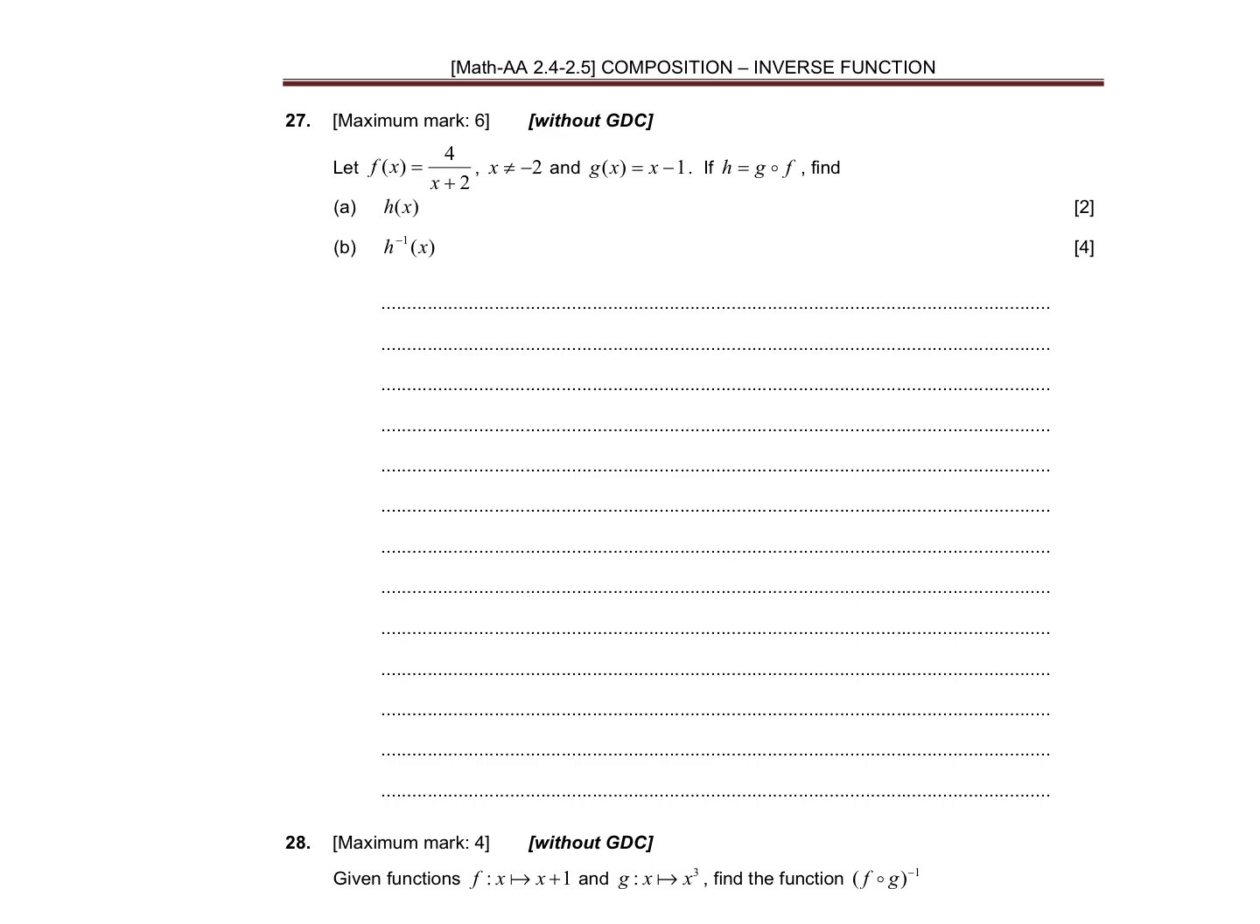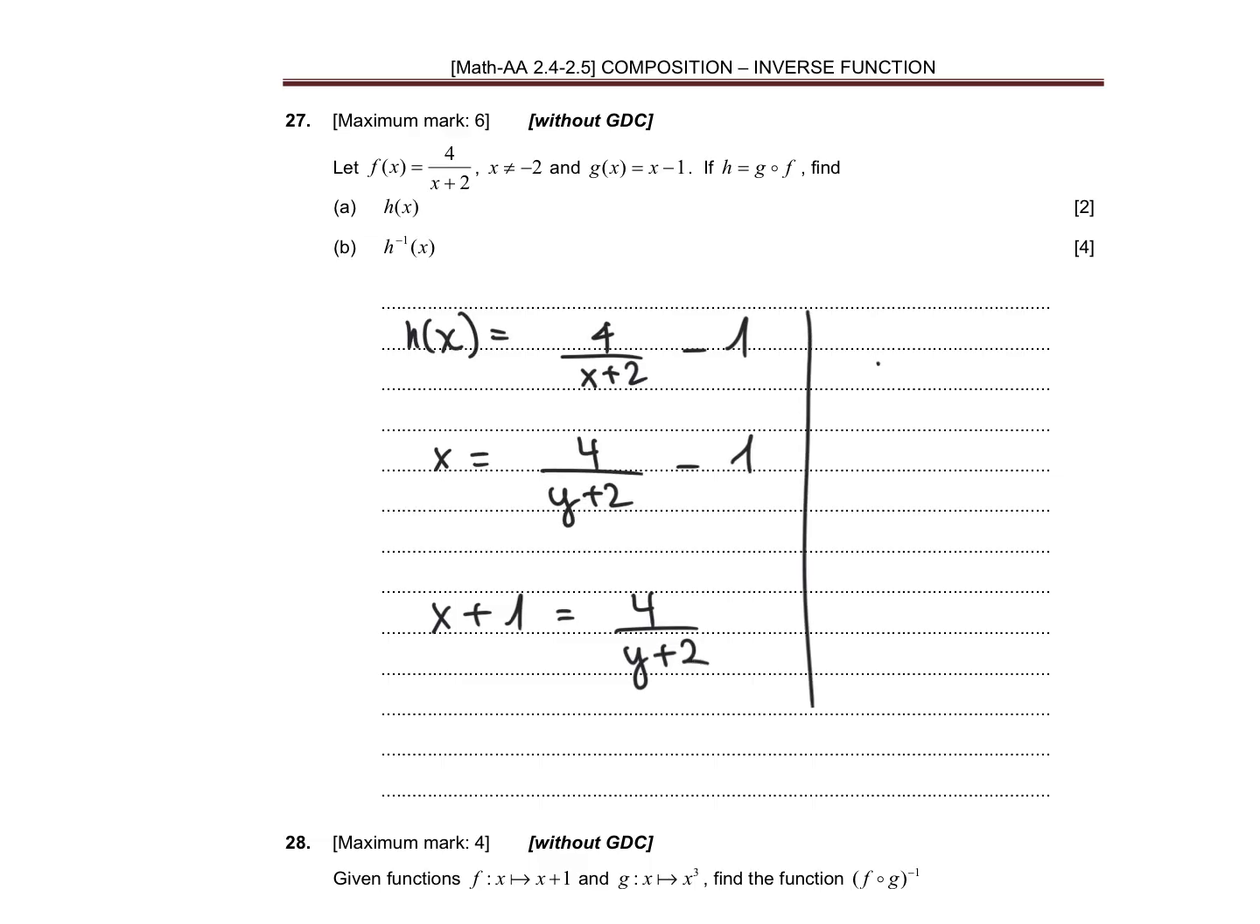Okay, so we need h of x. That's going to be f into g, so we're going to have 4 over (x + 2) minus 1. And then if we find the inverse of that, we're going to have x equals 4 over (y + 2) minus 1. So we add 1 and cross multiply.